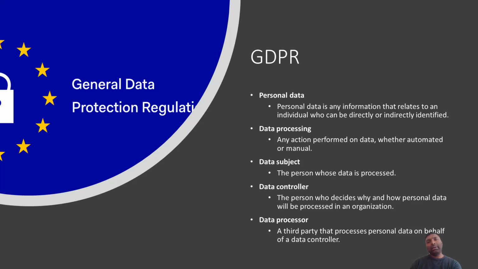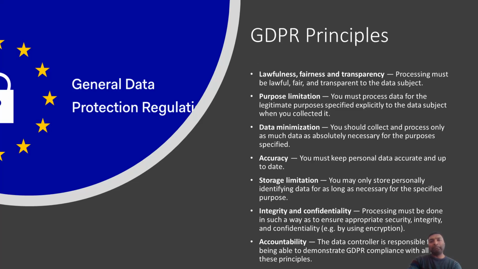Then data controller: the person who decides why and how personal data will be processed in an organization. And finally, data processor is a third party that processes personal data on behalf of the data controller. The data controller is the person whom citizens can ask if some problem happens. So these are some of the key concepts in GDPR.